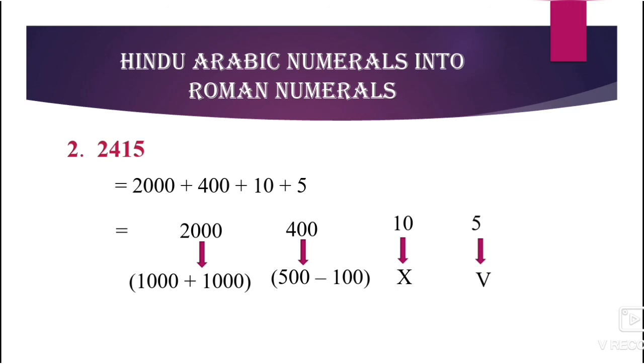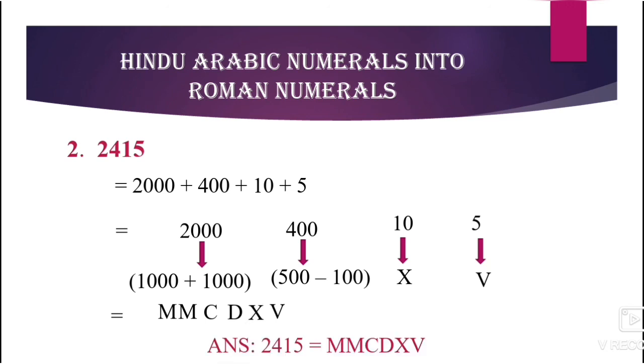The Roman numeral for 1000 is M. So, M, M. While subtracting, smaller numeral should come first. So, the Roman numeral for 100 is C and the Roman numeral for 500 is D. Next, X, V. So, the Roman numeral for 2415 is MMCDXV.